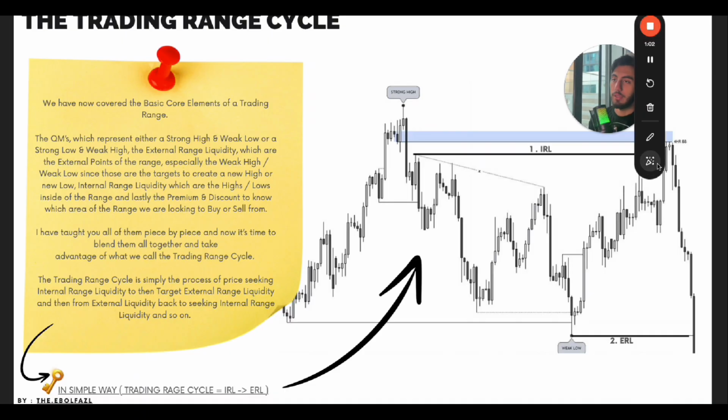So in simple language, the trading range cycle is first price going to take up the internal liquidity, then price going to go to the external liquidity, and from external liquidity again going to start to seek and go to the internal liquidity and take out the external. So this is the range cycle, which is so important. If you're a smart trader, you're going to see this range cycle is so familiar to the buy side and the sell side.